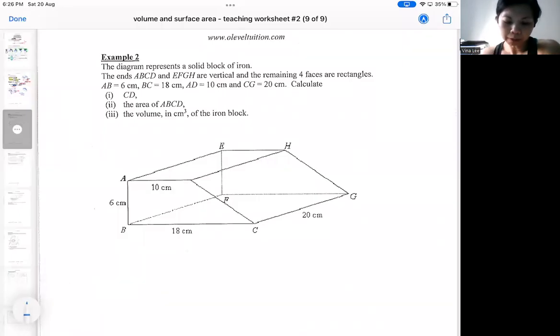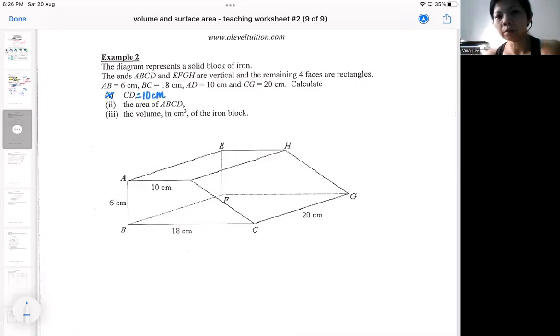So this example, right, is an example of a trapezium prism. Okay, and this example is taken from a Set 2 exam or something. So in this case, right, you will cross out this one. Okay, take it as this is 10 centimeter.